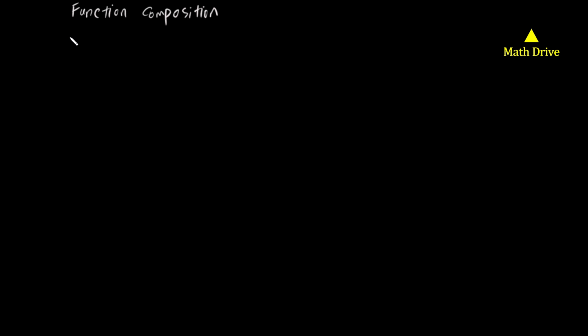Hello. In this session, I'm going to discuss function composition. Function composition is an operation between two functions f and g in that g acts as an input. In fact, the operation is like f(g(x)), or it can be written as (f∘g)(x).